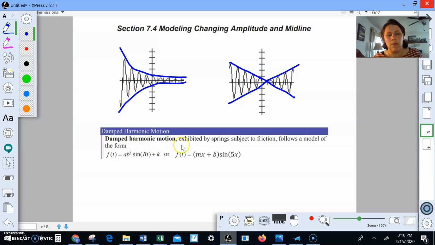And damped harmonic motion is exhibited by springs subject to friction following a model of these two formats. So f of t is equal to a b to the t sine of bt plus k. And these can also be cosine. They're just identifying each of them, showing you how they're set up with a sine function, but they can also be cosine. And then this one here shows your amplitude is a linear change. So this one here is going to be linear, and this one here is going to be exponential.